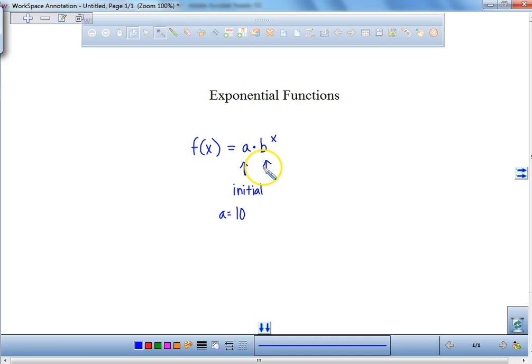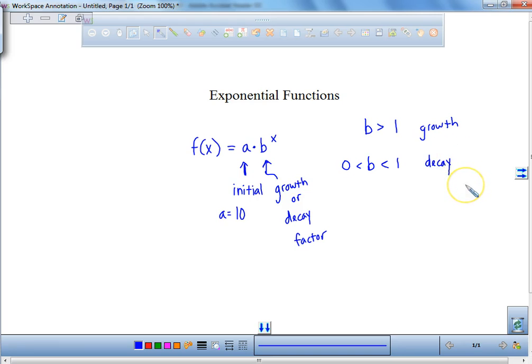And then b, everybody, b I'll move it over here, represents what's called a growth, or it's referred to as a decay factor. Okay? A growth or a decay factor. So here's what you guys need to understand. If the b value is greater than the number 1, any number that's greater than 1, we consider it to be what's called a growth factor. Okay? But if b is less than the number 1, but it's still got to be what? Greater than 0, we call that a decay rate or a decay factor.